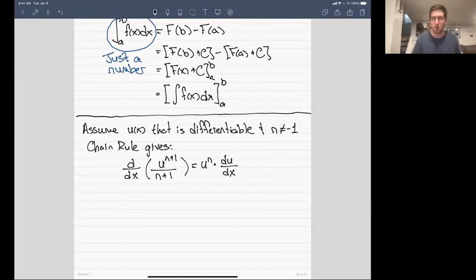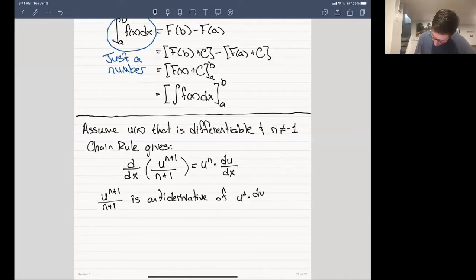Okay, so then I can take an alternative point of view of this thing. I can also say that this function, u to the n plus 1 divided by n plus 1, is an antiderivative of u to the n times du dx, right? That's exactly the same statement. If I take the derivative of u to the n plus 1 divided by n plus 1, and I get the right-hand side there, then clearly that's the antiderivative.